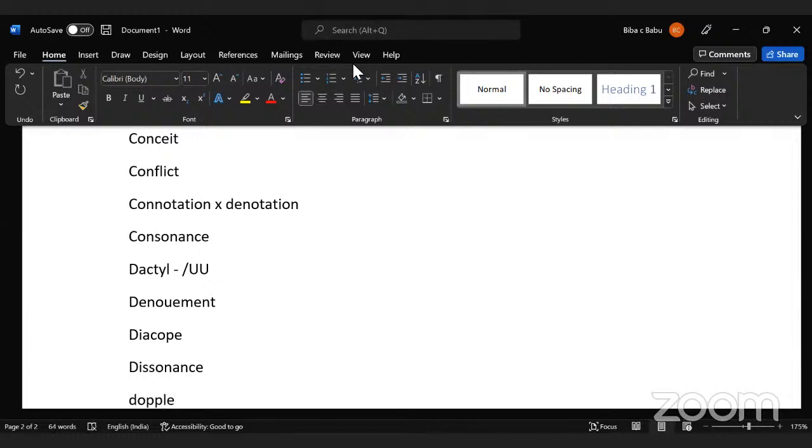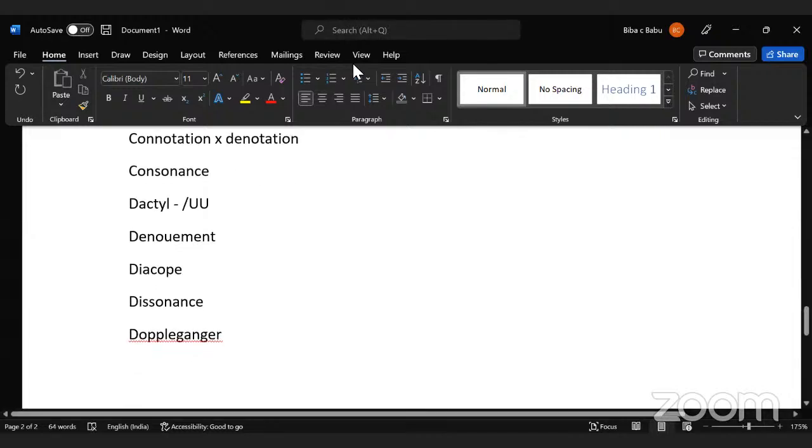Next is doppelganger. Doppelganger. It's a very common word, right? Doppelganger means a lookalike person, a person's double. A person who looks like the same person. If there is a person who looks exactly like you, it is called a doppelganger.